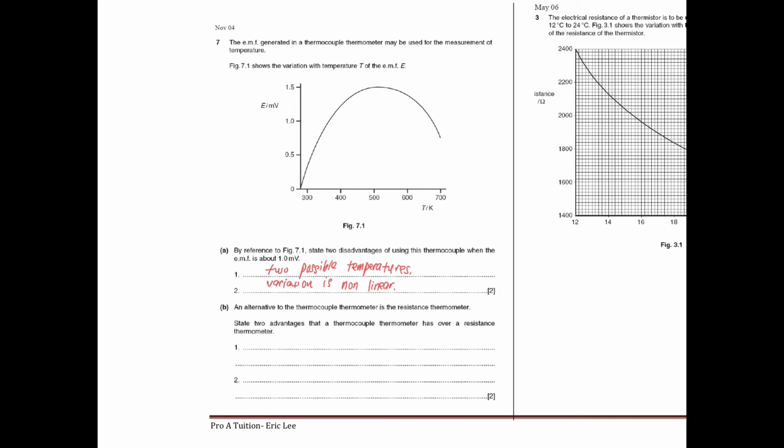The resistance thermometer is the thermistor. State two advantages that a thermocouple thermometer has over a resistance thermometer. So the thermocouple is physically small. Physically small. Then you can also say no power required.